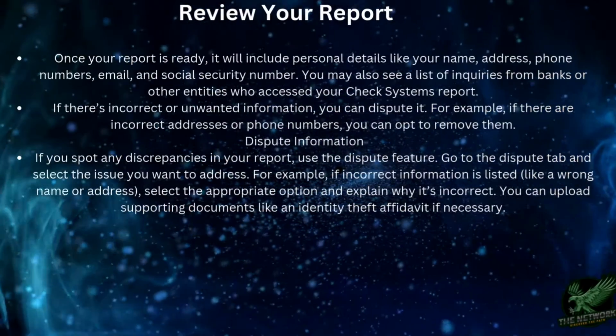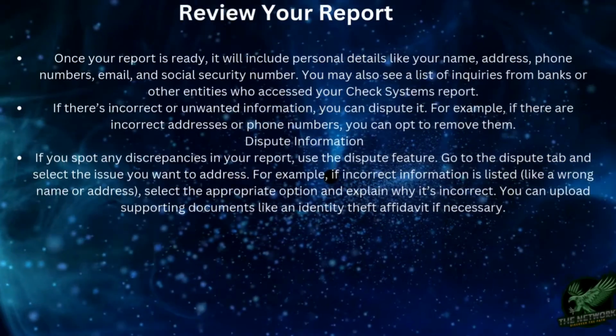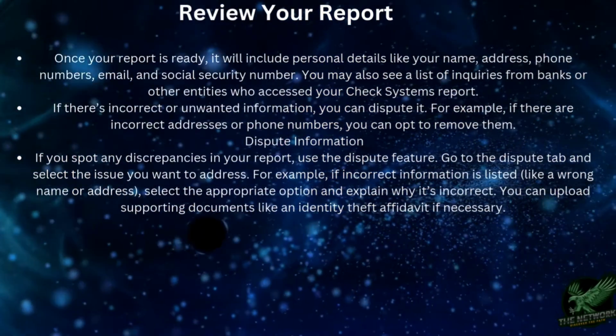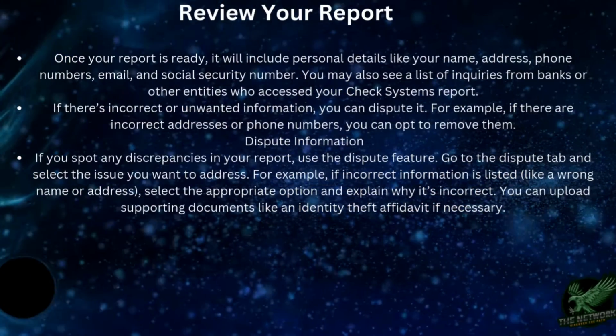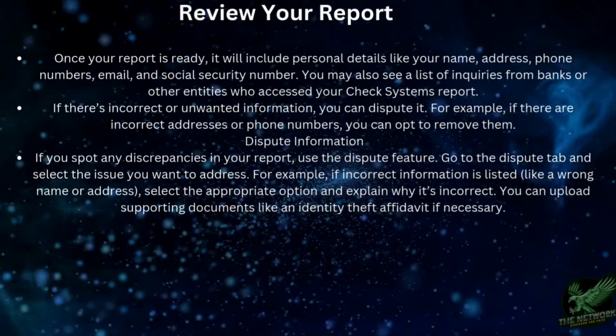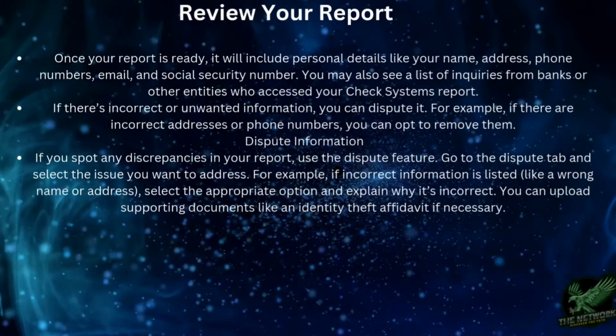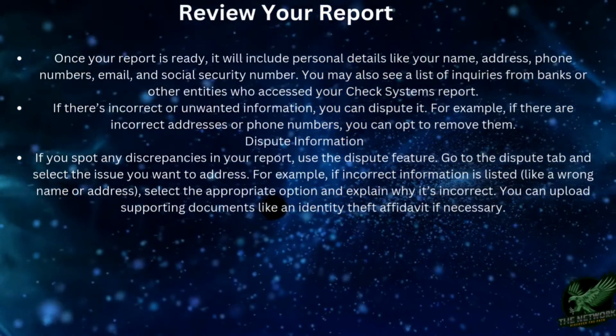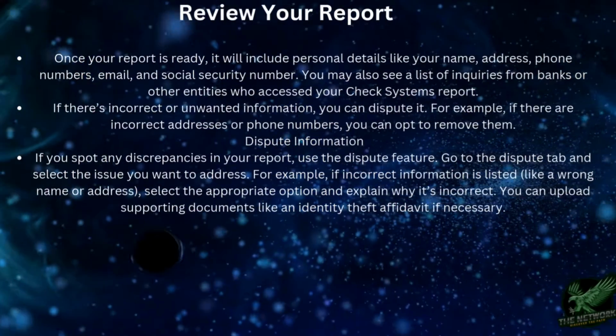Review your report. Once your report is ready, it will include personal details like your name, address, phone numbers, email, and social security number. You may also see a list of inquiries from banks or other entities who have accessed your ChexSystems report, and this is where you'll start to see if you have any issues. If there's any incorrect or unwanted information, you can dispute it. For example, if there are incorrect addresses or phone numbers, you can opt to remove them.